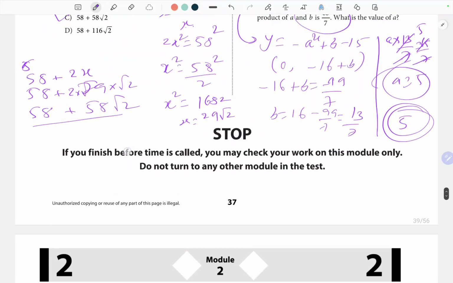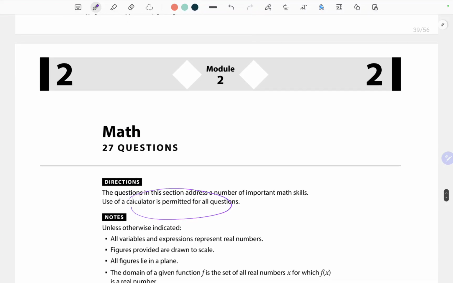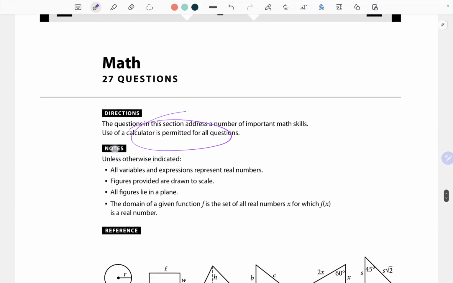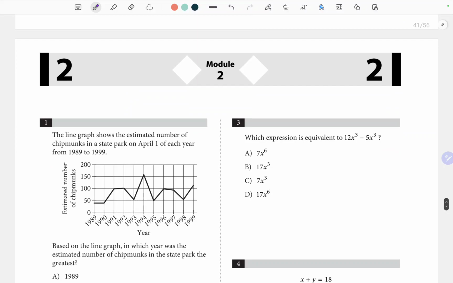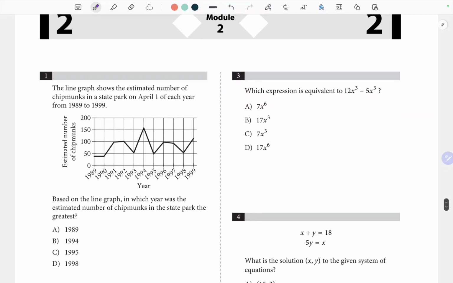Now we can move to module 2. Here also calculator is permitted. I told you in the beginning that now calculator is allowed. So again, we will check for question number 1. This question looks interesting. Don't get intimidated, guys, when you find this kind of question. Sometimes this question is very easy.